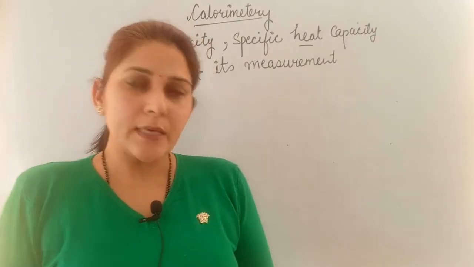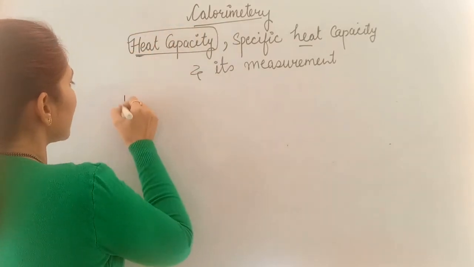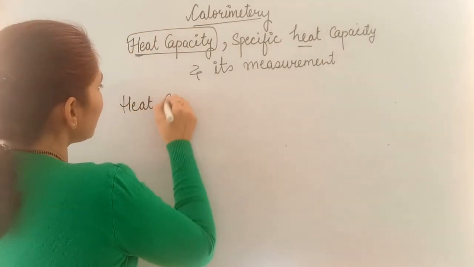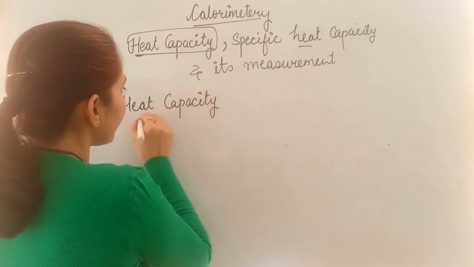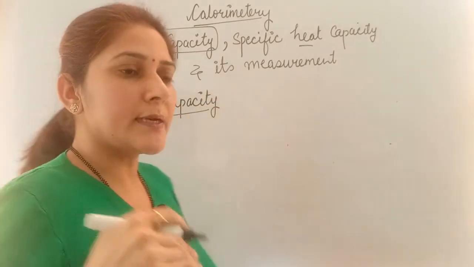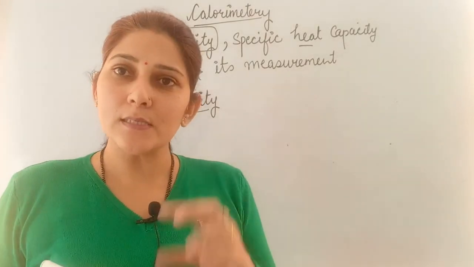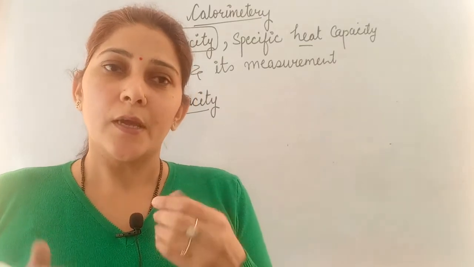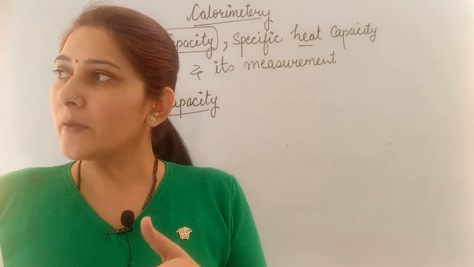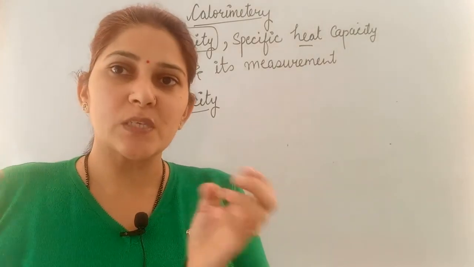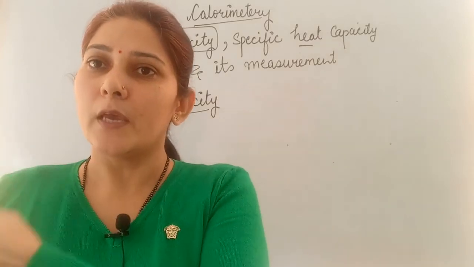Now coming on to the next term which we need to study in this chapter, that is heat capacity. As I told you just now, all substances require different amounts of heat to raise their temperature. As we discussed, conductors need less heat to raise their temperature, and insulators need more heat to raise their temperature. That means to raise the temperature to a specific value, all substances need different amounts of heat energy.